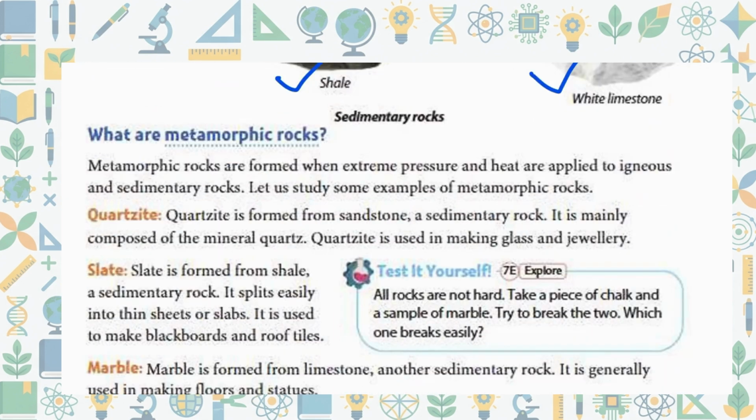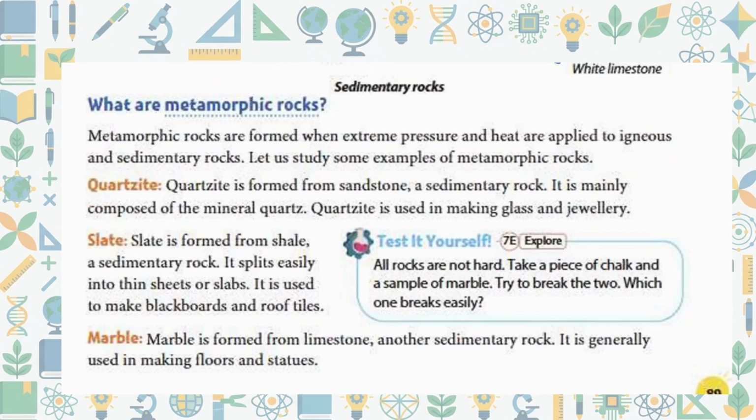What are metamorphic rocks? Metamorphic rocks are formed when extreme pressure and heat are applied to igneous and sedimentary rocks. Let us study some examples of metamorphic rocks. Quartzite. Quartzite is formed from sandstone, a sedimentary rock. It is mainly composed of the mineral quartz. Quartzite is used in making glass and jewelry.